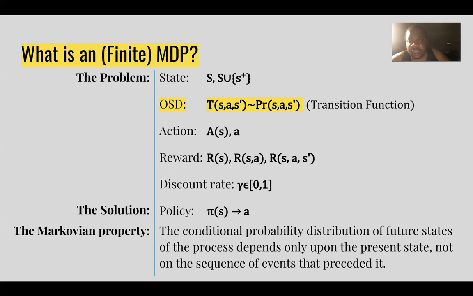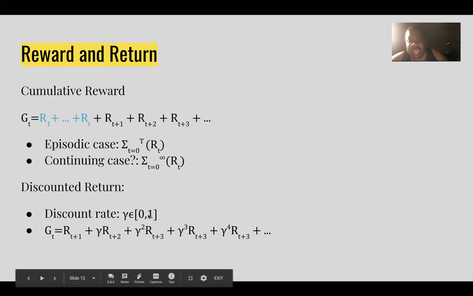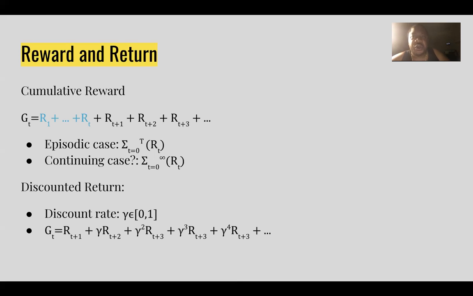Next, we have discount rate, which we talked about. One other thing I forgot to mention: discount rate actually tells you something very important in layman's terms. It tells you how important the future is. So with a discount rate of 1, we're saying that the future value that I'm going to get 10,000 time steps from now is just as important as the value that I can get the next time step.